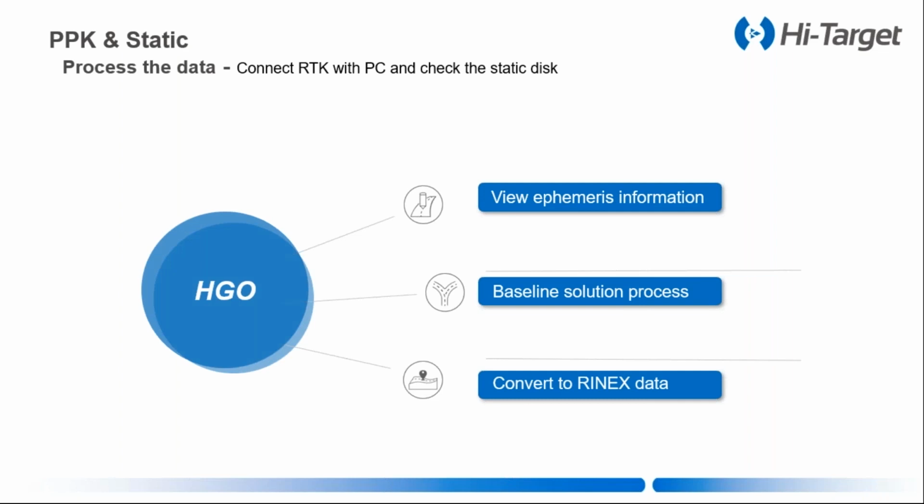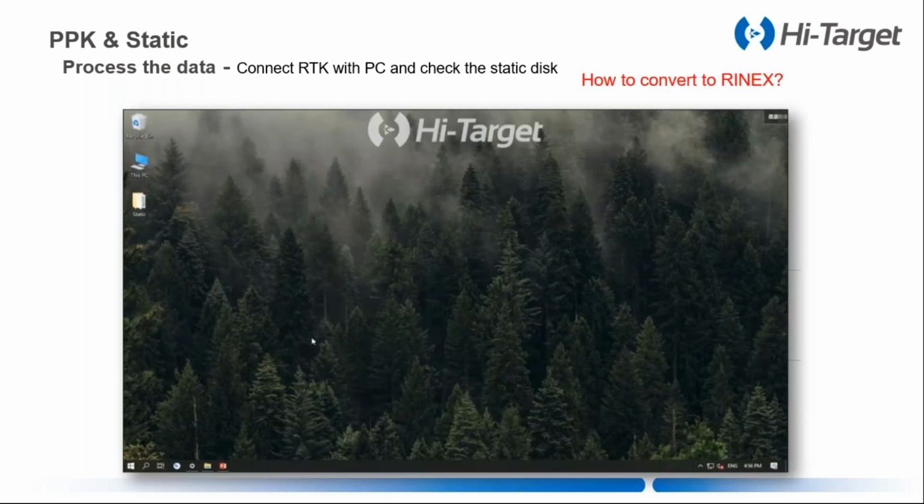As we know, the HGO Survey is very powerful. And we know our static file format is GNS. So HGO can convert GNS format to RNS. Let me show a video of how to convert GNS format to RNS.